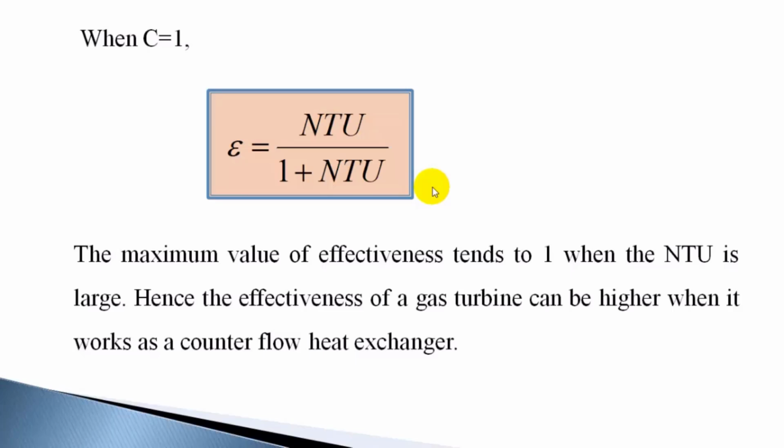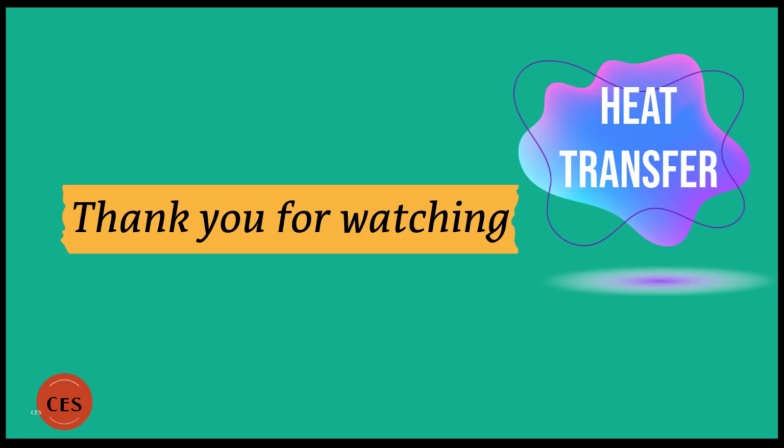So in this case, when NTU value increases, NTU divided by 1 plus NTU tends to 1. So suppose NTU is 1000, 1000 divided by 1 plus 1000, 1000 divided by 1001, you will get nearly 1. So when NTU is too large, the effectiveness tends to 1 or 100%. So maximum possible effectiveness for a gas turbine is 1. So in case NTU is too large, it tends to 1. So maximum value of effectiveness tends to 1 when NTU is large.